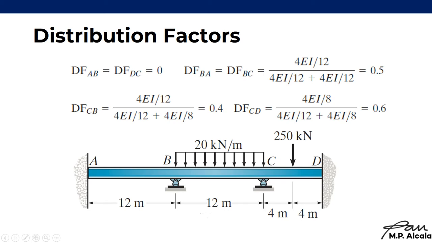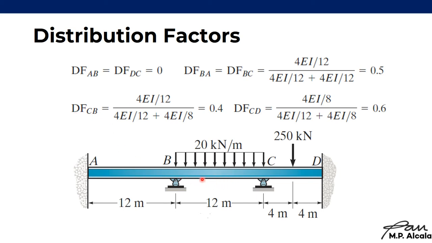Now, how about the DF, or the distribution factors? Take note, this is distribution factors, not degree of freedom. DFBA and DFBC will have the same value of 0.5. Why? Because we have the constant EI over the length, 12, and for BC, 12 also. Now, how about DFCB in this case?